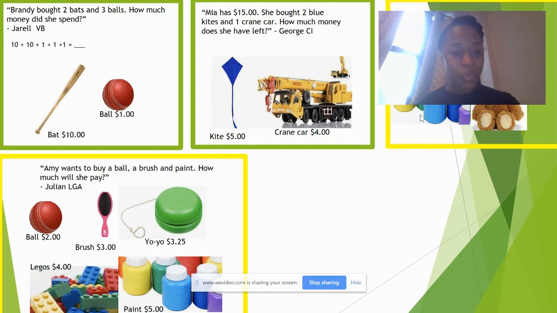Next up, we have Julian from LaGuardia. Amy wants to buy a ball, a brush, and paint. How much money will she pay? And then we have pictures of a bunch of different items and the cost of each.